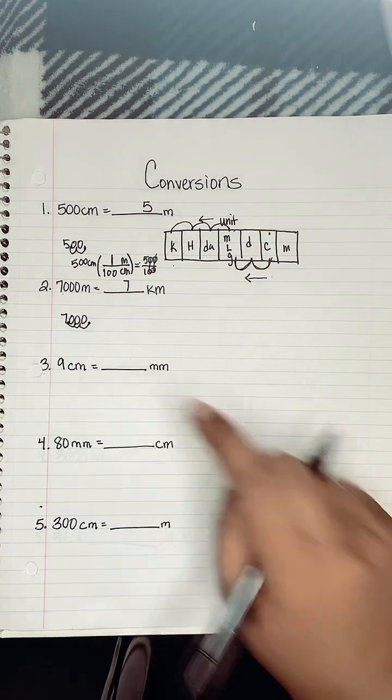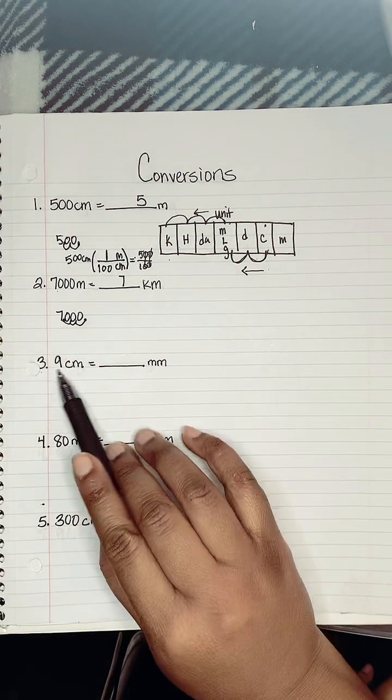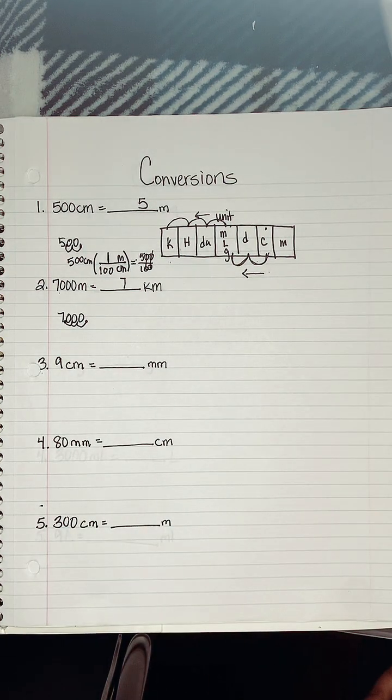All right, so let's do number 3. What do you guys get in the chat for number 3? Let me see those beautiful answers. 9 centimeters equals how many millimeters? What do you guys get? Somebody said 90. Okay, good.